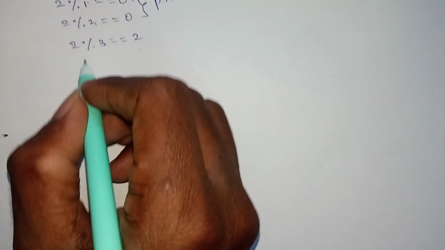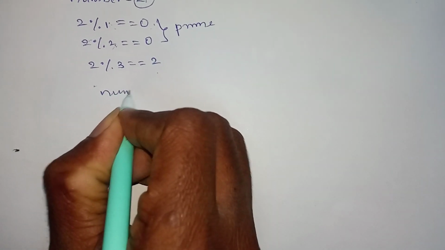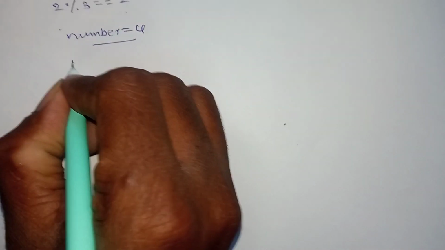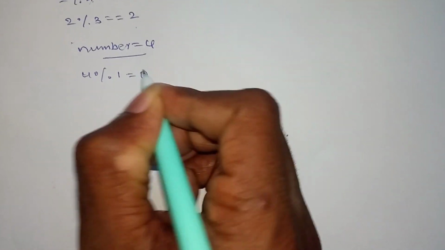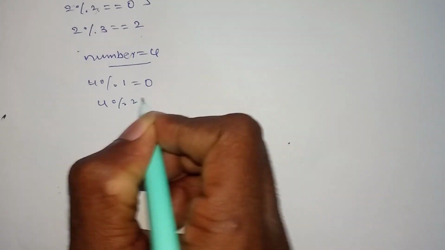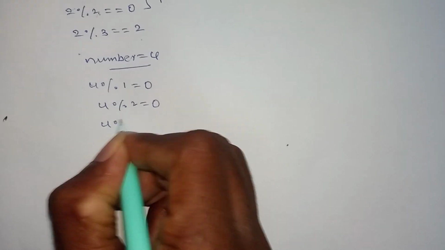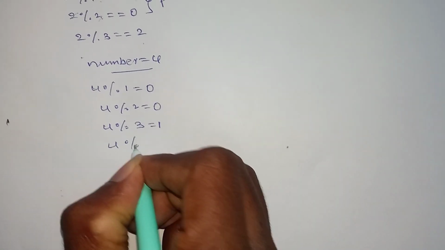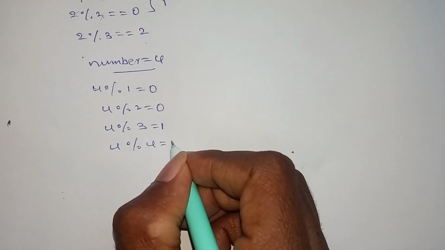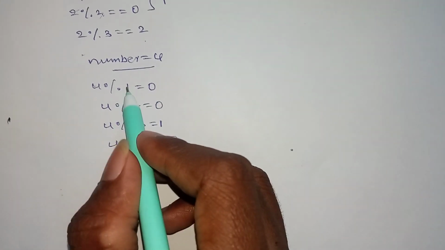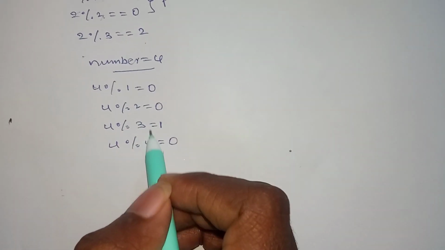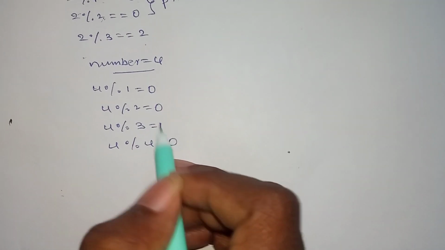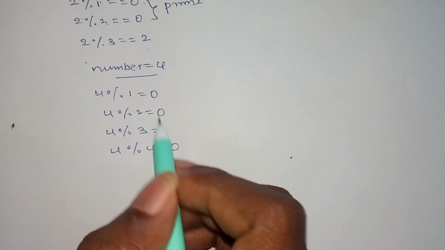Suppose you consider the number 4, and you try to divide it: 4 divided by 1 gives the remainder 0. If you divide 4 by 2, it gives the remainder 0. If you divide it by 3, it gives the remainder 1. And if you divide it by 4, it gives the remainder 0. But you can see here 1, 2 and 4, these three numbers give the remainder 0 when dividing 4, right?